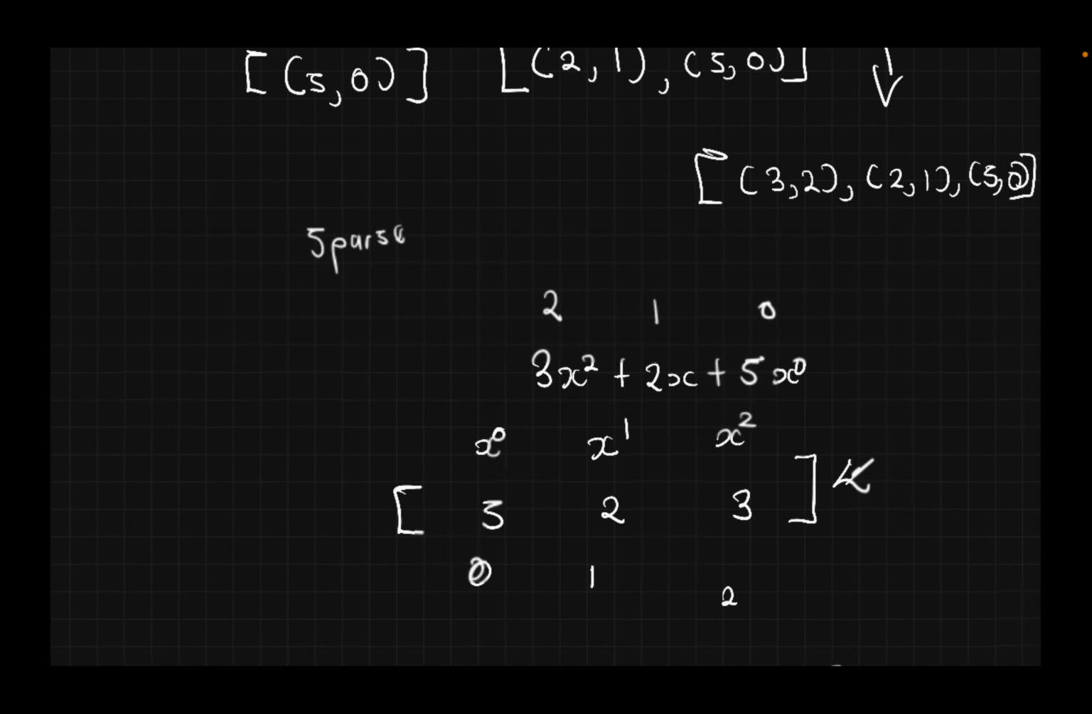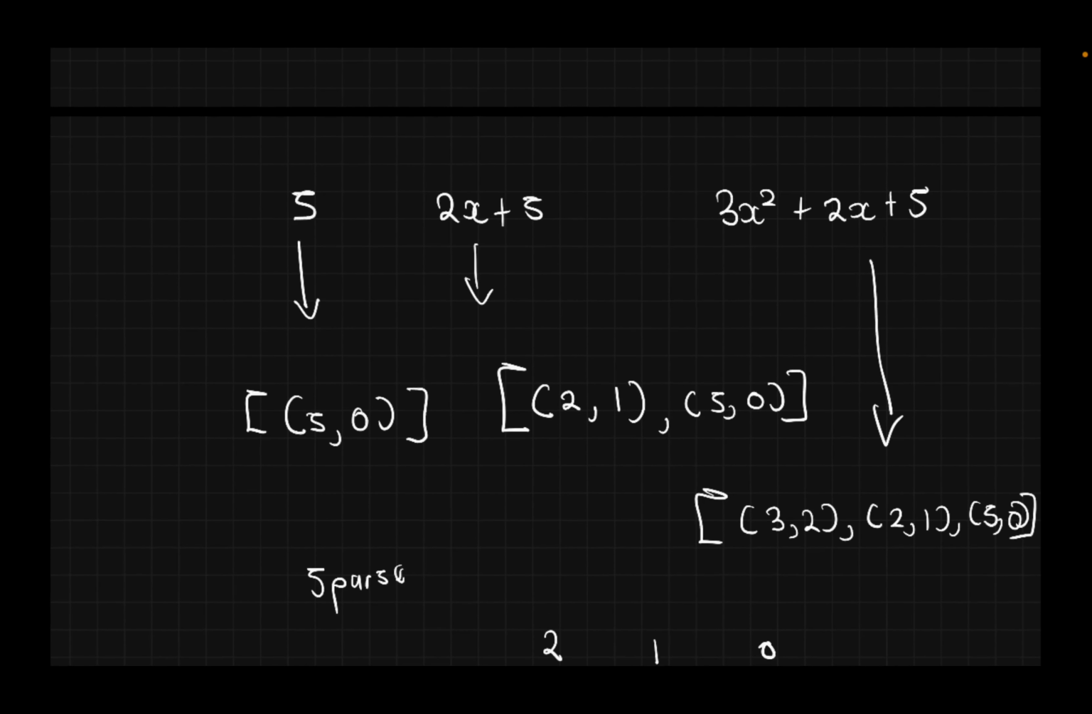Let me see whether we had a simpler one. So let's say 2x plus 5, right? If I evaluate this at 2, that will be 4 plus 5, which is going to be 9. So given just this and 2, what algorithm am I going to use to get 9 out? Does anyone have an idea? Given the sparse representation and the value of x, compute the evaluation of the polynomial.